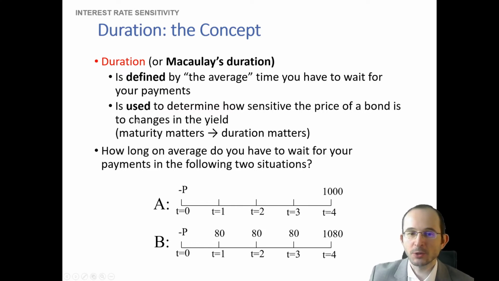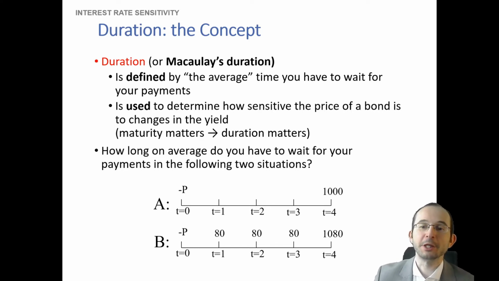So let's look at two bonds, A and B. How long do you generally have to wait to actually get your payments? Well, for bond A, this should be fairly straightforward, right? You just have to wait 4 years. There are no intermediate payments.